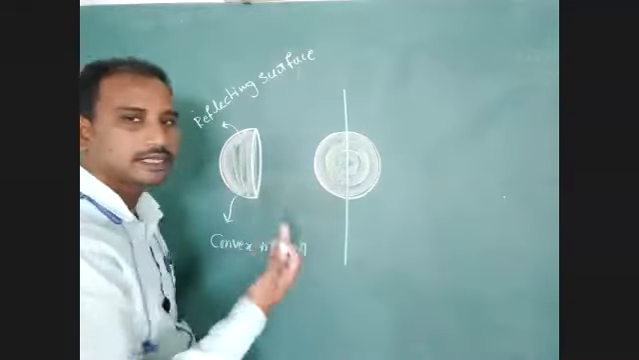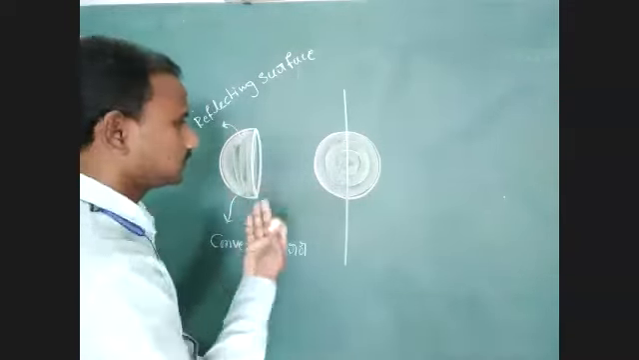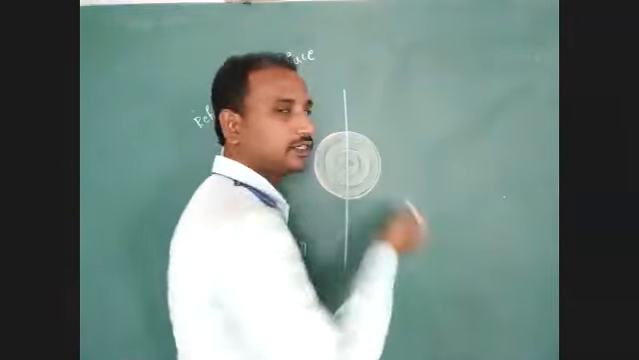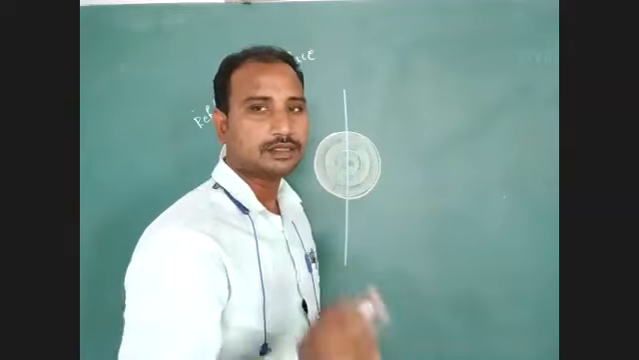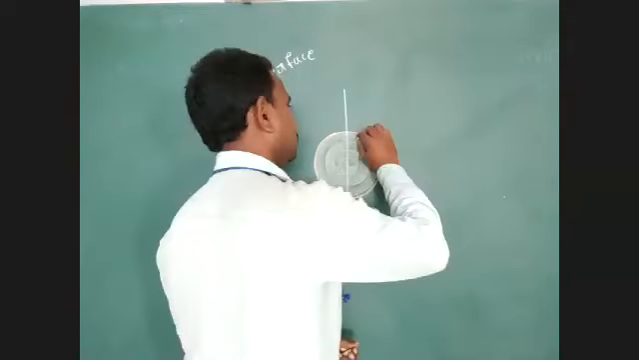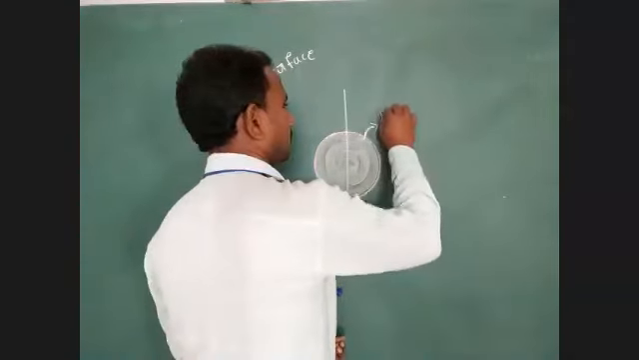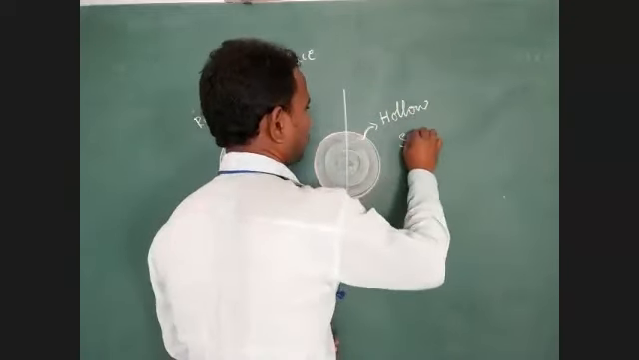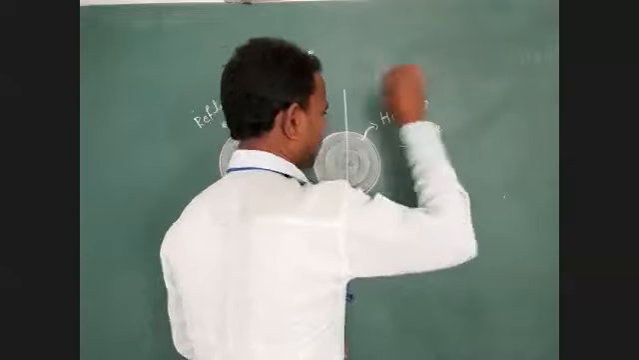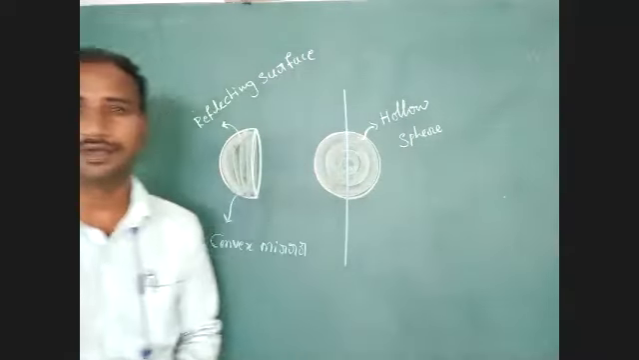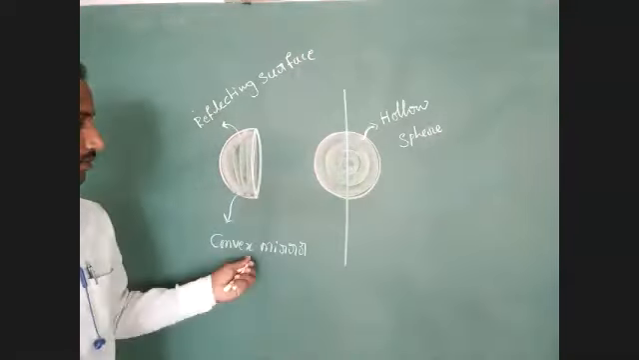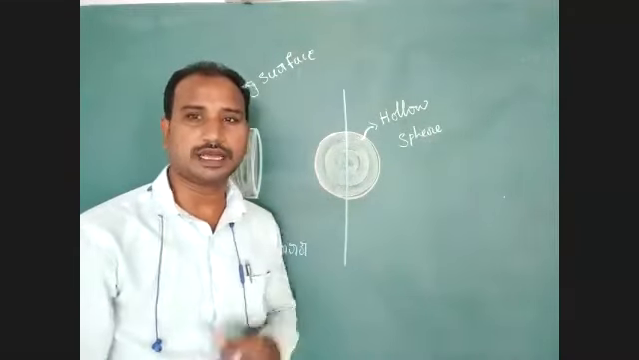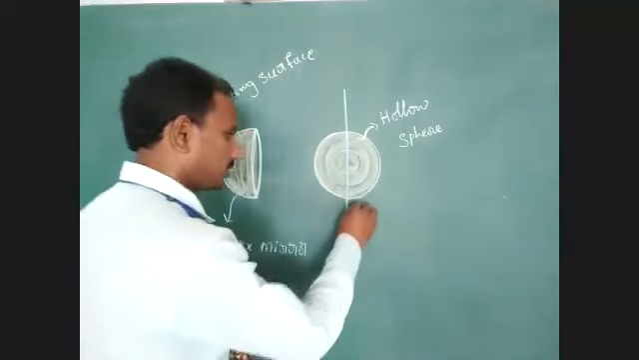But what about the inside part? The inside surface is opaque. This sphere is a hollow sphere, not a solid sphere. You have to identify this. So this mirror, the convex mirror, is one spherical mirror.